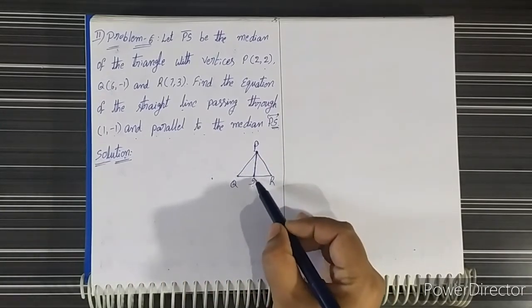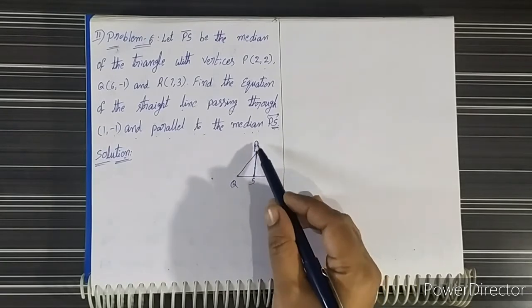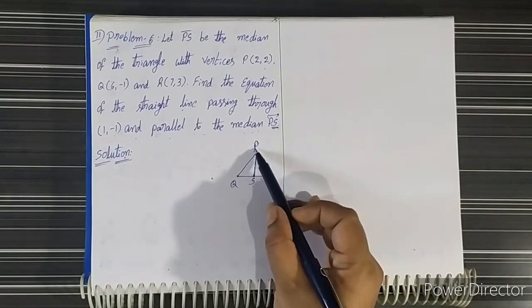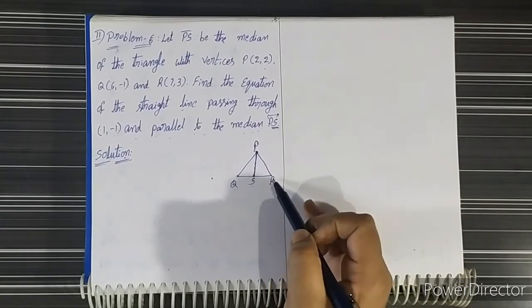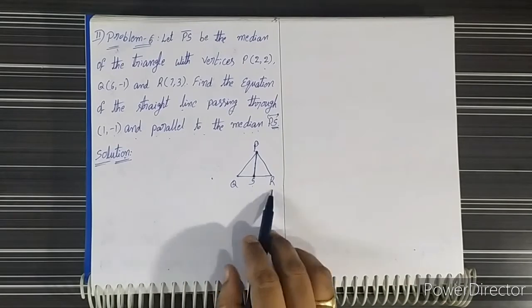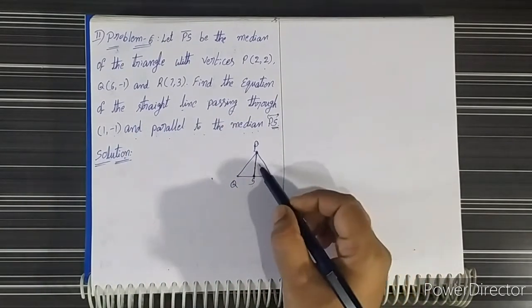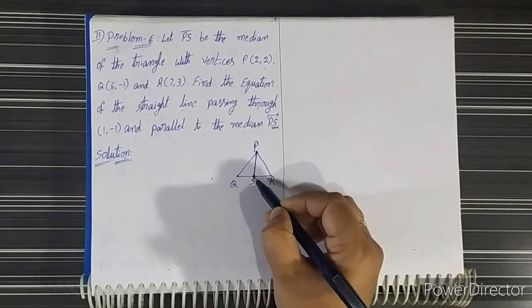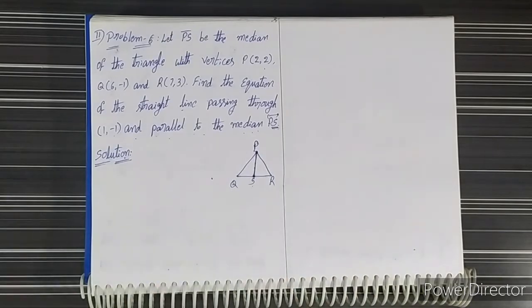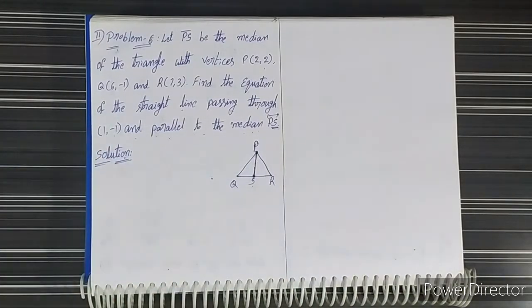PS is the median, which means a line drawn from the point P to the midpoint of the opposite side QR, and the required line is parallel to this line PS and passes through the point (1, -1). That line equation we have to find out.